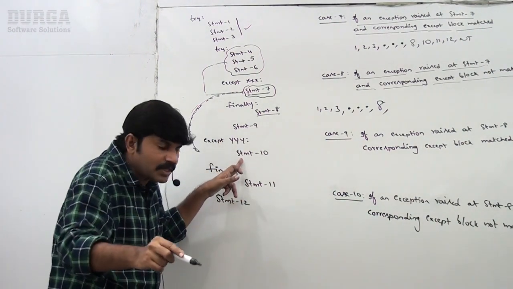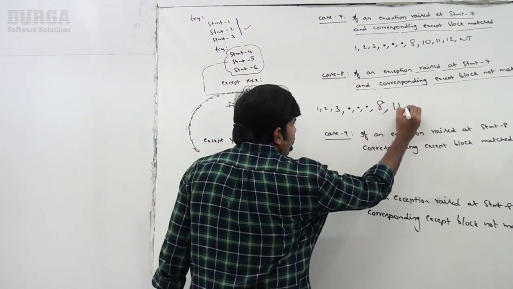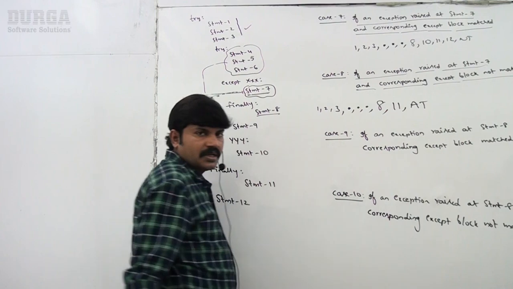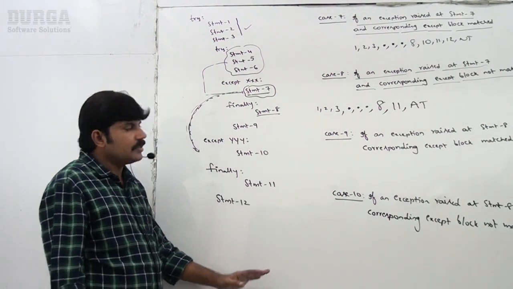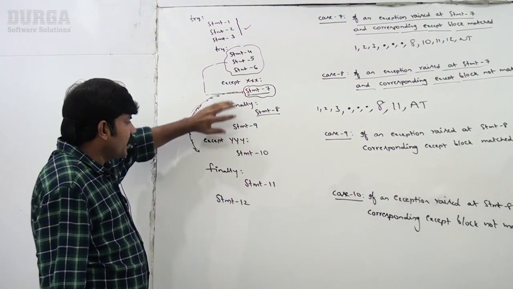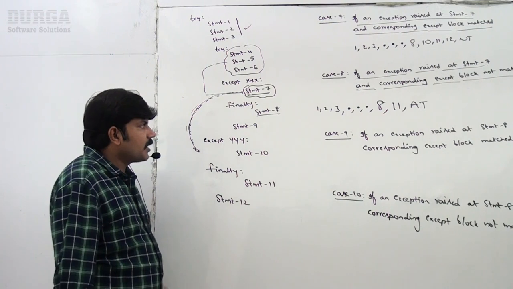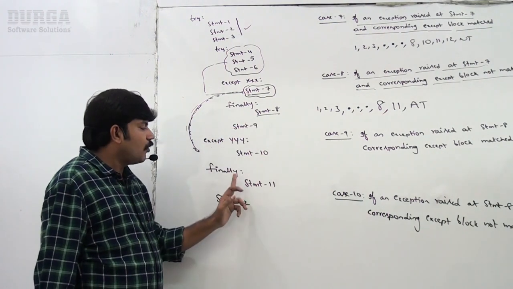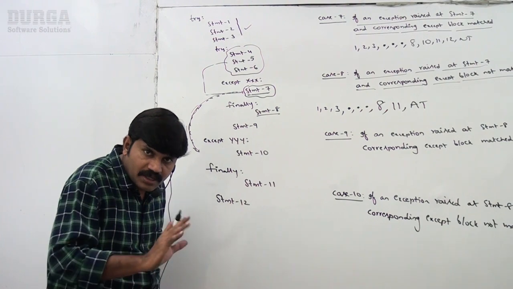But before abnormal termination, finally will execute. That's why 11 abnormal termination. Are you getting? 11 only finally block and then abnormal termination. So if an exception rises at statement 7, and the corresponding except block not matched, abnormal termination. But before abnormal termination, inner finally block, outer finally block, both will be executed. Any doubt? Clear for all of you, right?